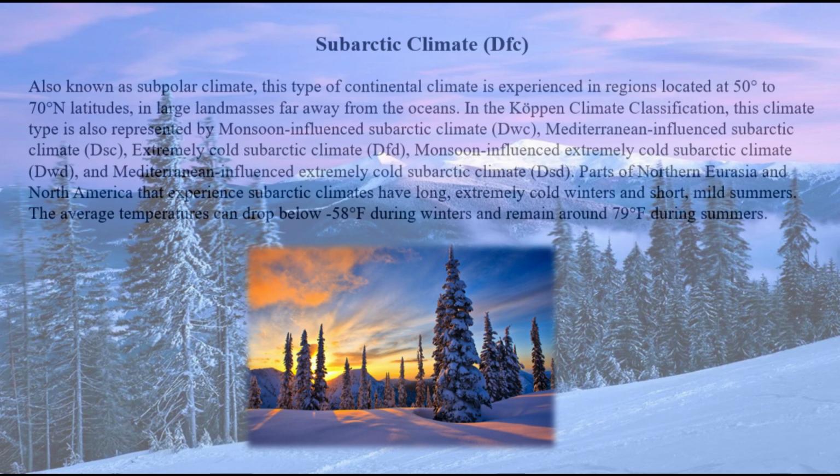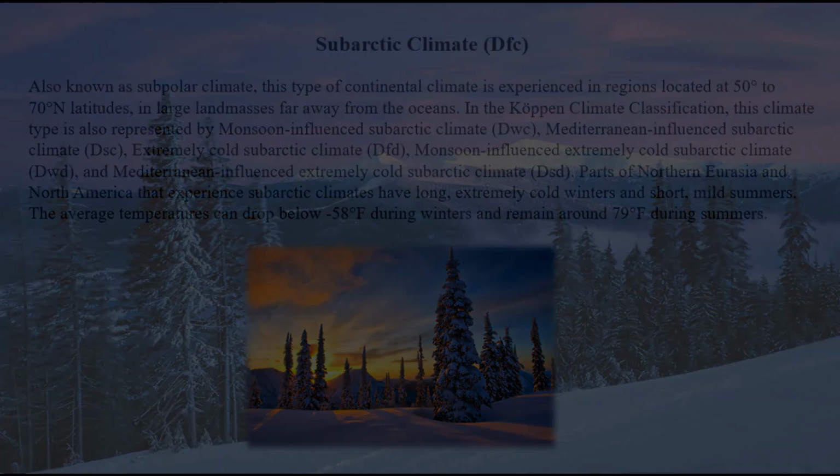Parts of northern Eurasia and North America that experience subarctic climates have long, extremely cold winters and short, mild summers. The average temperatures can drop below -58 degrees Fahrenheit during winters and remain around 79 degrees Fahrenheit during summers.